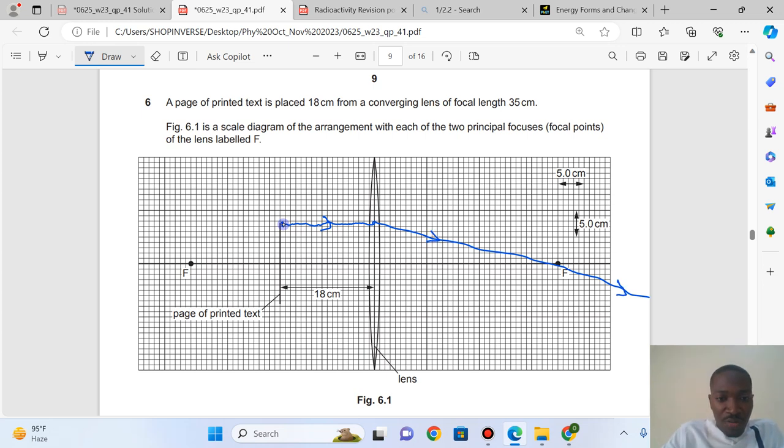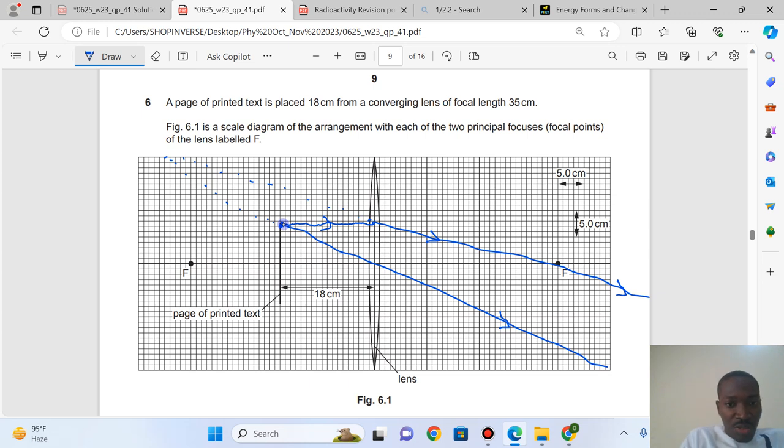Also, a ray of light that's coming from this top would pass through the optical center and go straight without being deflected. There won't be a deflection. So this is how the ray goes. But you look at these rays, they continue to diverge. They don't come together in any way. So you have to use the ruler to produce this ray backwards. The same thing with this ray, you have to produce it backwards. Wherever they meet, that is the position of the image.